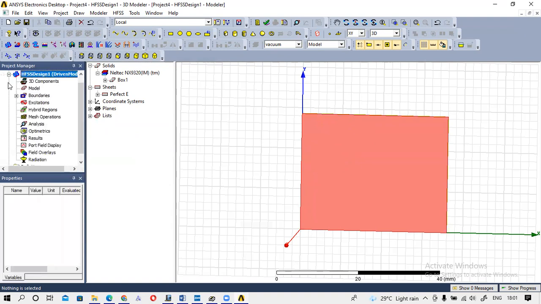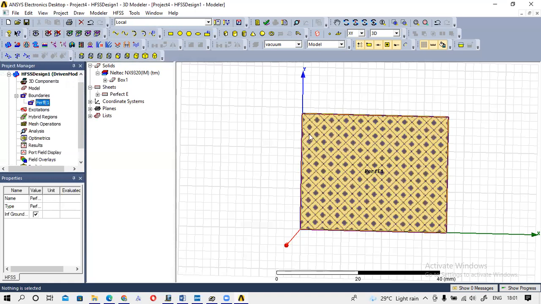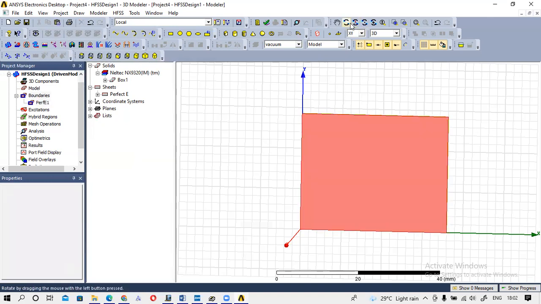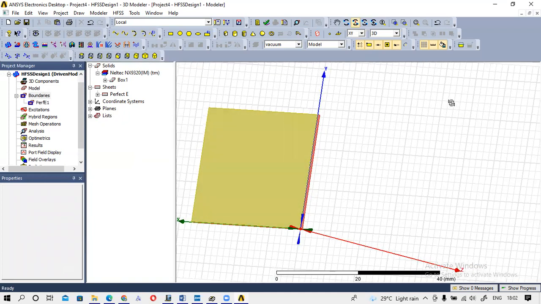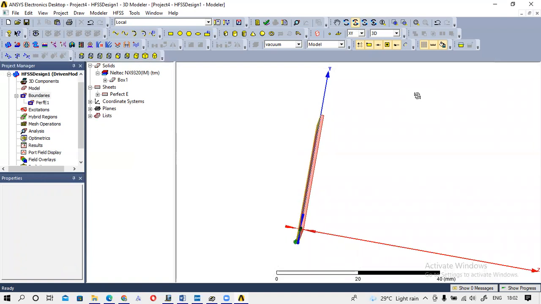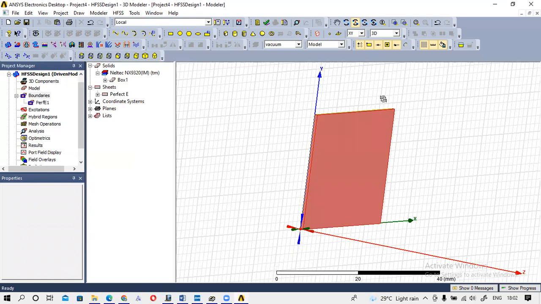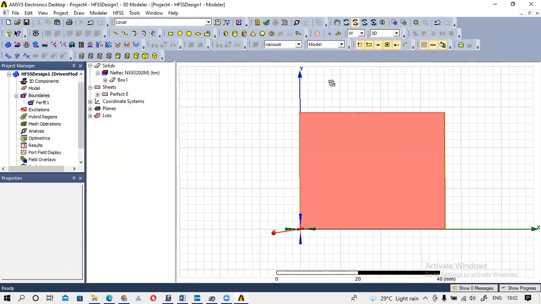So when we are adding boundaries, in this project manager window we can also see. When we click it, you can see that we have assigned this as Perfect E. This is the ground plane, and this is the dielectric material, and on top of the dielectric material you should have another copper plate.